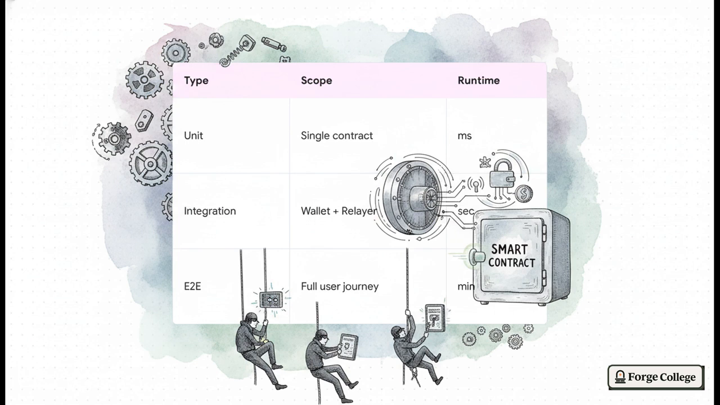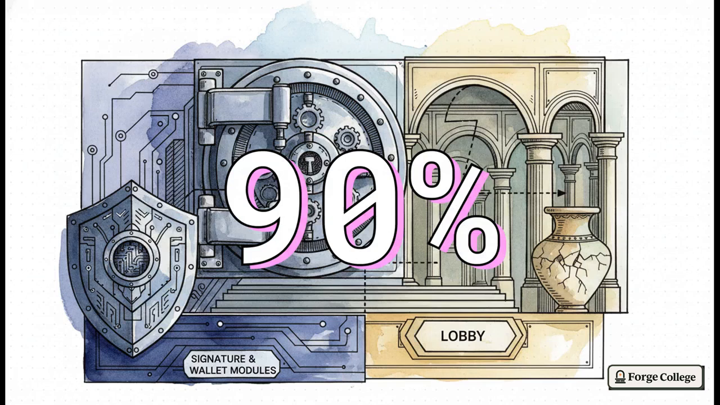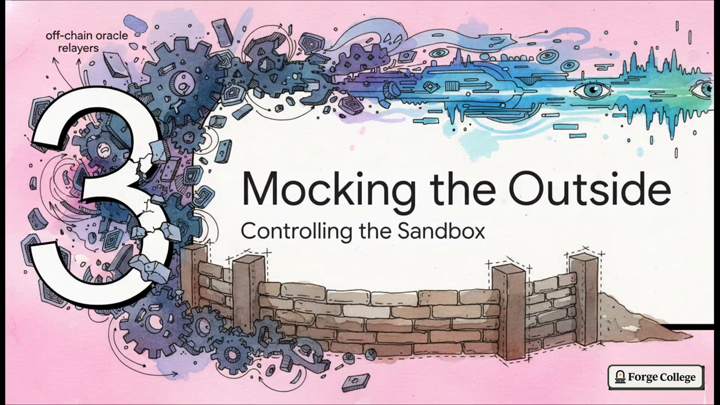Now, what's really interesting about this slide is how we actually apply our coverage thresholds here. Instead of just giving developers a vague mandate to test everything, we set highly pragmatic, targeted goals. For instance, we might demand exactly 90% coverage on non-trivial code paths specifically within the signature and wallet modules. Make sense? We are prioritizing the core armor of our vault, rather than spending all our time testing the decorative lobby. All right, let's look at Phase 3, mocking the outside world and controlling our sandbox.